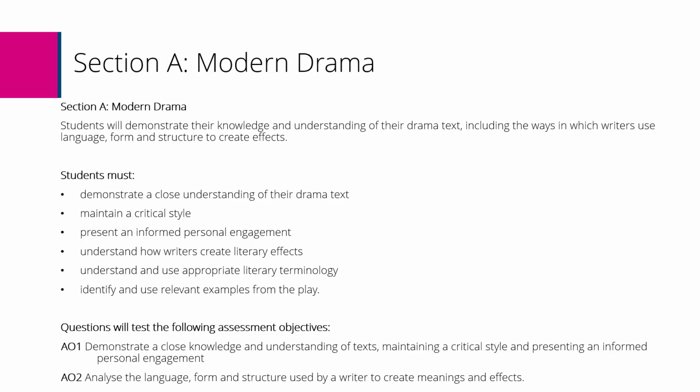So we've got 2 assessment objectives, and we will be talking more about assessment objectives. Here we've got AO1 and AO2. AO1 is demonstrate a close knowledge and understanding of text, maintaining a critical style and presenting an informed personal engagement. And then we've got our AO2, analyze the language, form, and structure used by the writer to create meanings and effects.